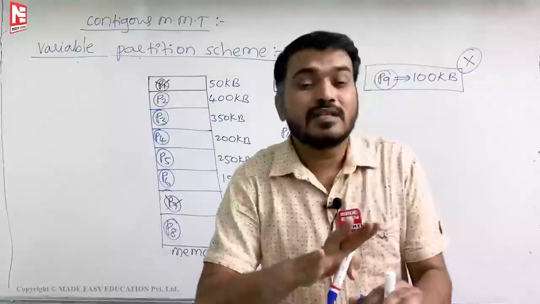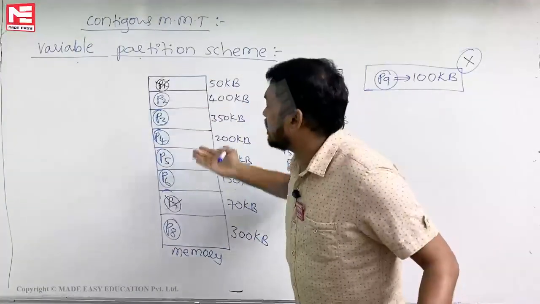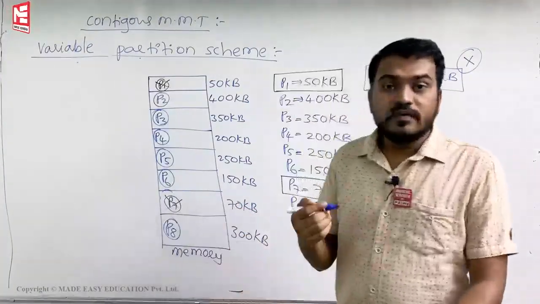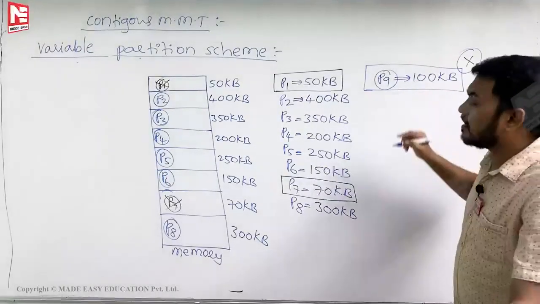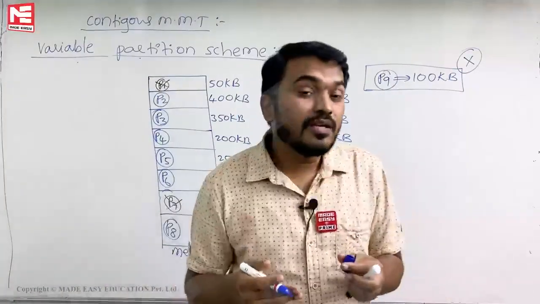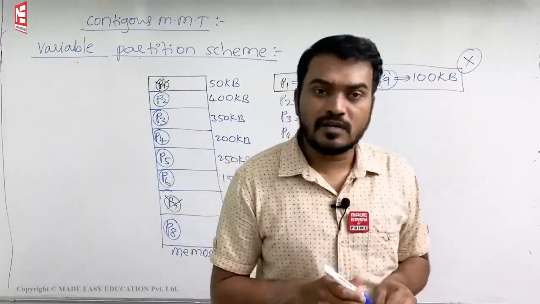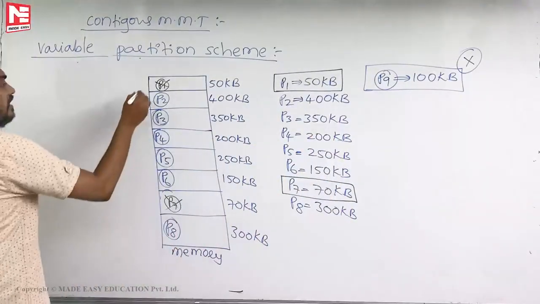memory is not continuous. मतलब यहाँ पे थोड़ा खाली है, यहाँ पे थोड़ा खाली है. Is that clear? So even though a process comes with the 100 KB request, it is not possible to accommodate, because memory is not continuous. So this problem is called as what?